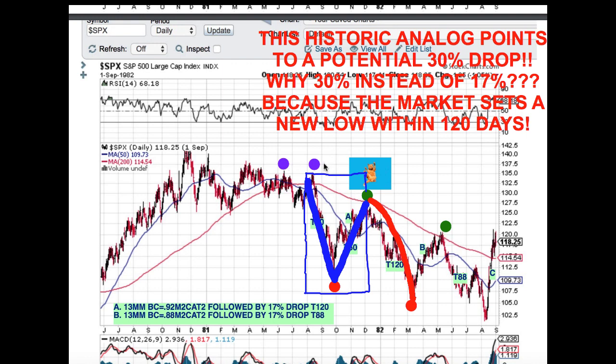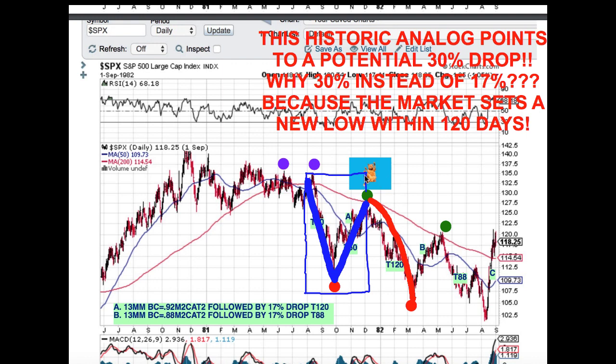So here's your double top formation right here. Here's your move lower. Here's your bounce A. This is the next move lower after that bounce A. And we got a repetition, a mirror image of that going into bounce B. Same size drop, same everything. So here's your dead cat bounce right here, guys.